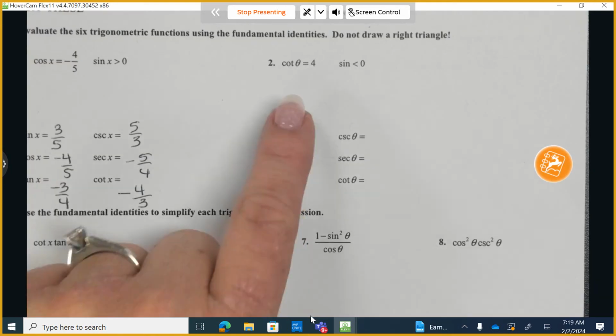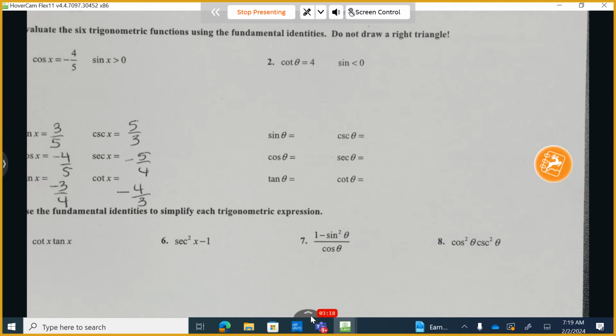Let's look at number 2. So number 2 from the Try These Fundamental Identities, number 1. If you've just come in, you're going to see 2 packets in back. Make sure you grab both packets. We will be using both packets today.